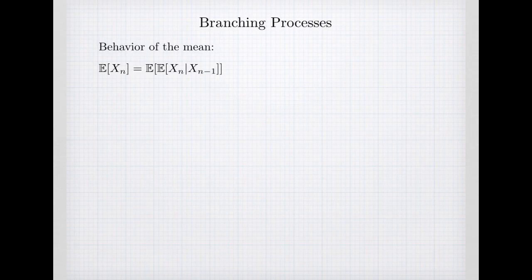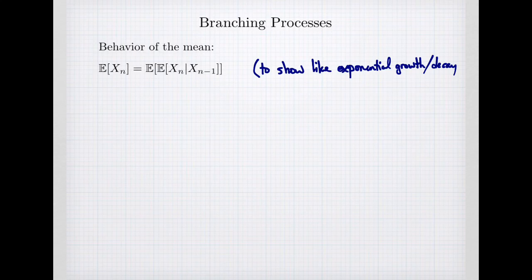Our next step, or currently our first step, in understanding branching processes is to learn that our expected number of individuals in a given generation, if I look at the expected value or the average value, behaves like an exponential growth or decay. And the way we're going to do that is we're going to take advantage of conditioning.